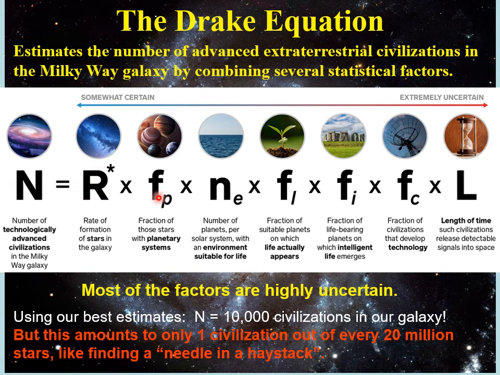The fraction of those stars that have planetary systems. Up until recently, this was not known, but now we tend to think that the vast majority of stars have planets, based on what we've seen out there with our telescopes. The number of planets that have a suitable environment for life, that's this factor here.